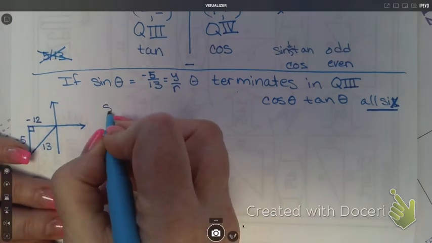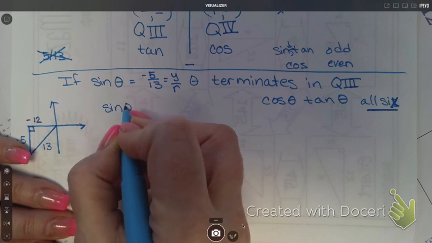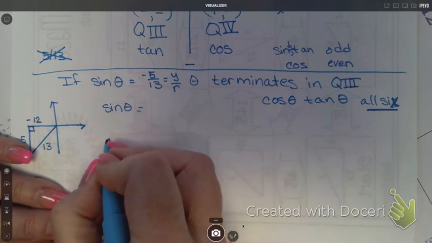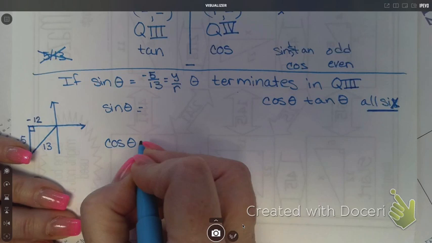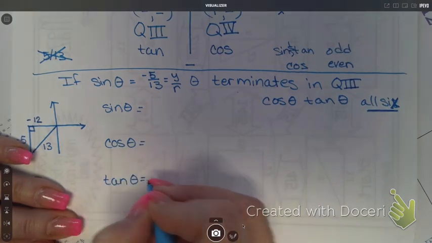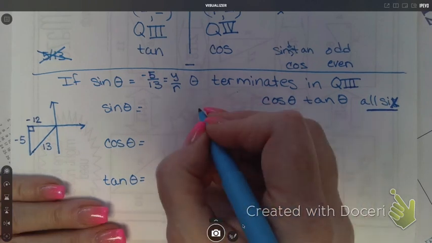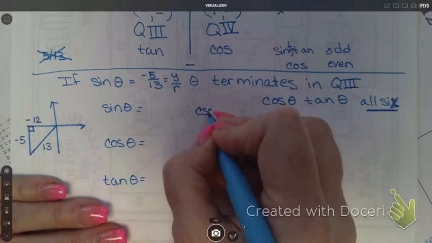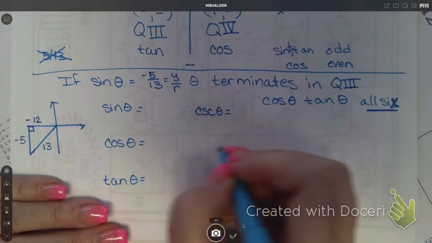Everyone should get sine correct. If you don't know them yet, you should be writing your ratios every time. I've heard a few people think they knew them and they didn't. So they probably should write what they are.